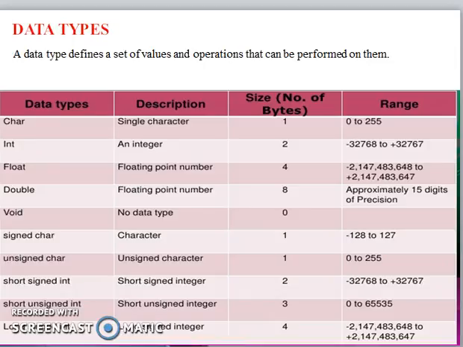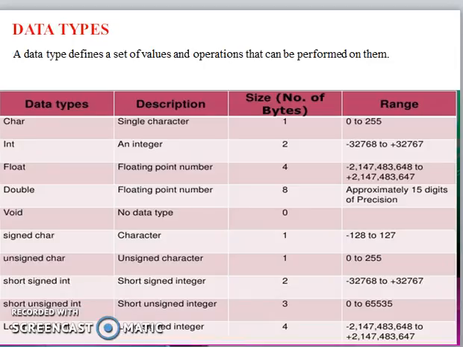There are a number of data types, among which I have defined character, integer, float, double, void, signed char, unsigned char, short signed int, short unsigned int, long signed int, like this. And there are some bytes: for characters it will take 1 byte, for integer 2 bytes, for float 4 bytes, for double 8 bytes. Up to this we know that. And for void, void means empty, so it does not contain any value, so it has a size of 0. Okay.